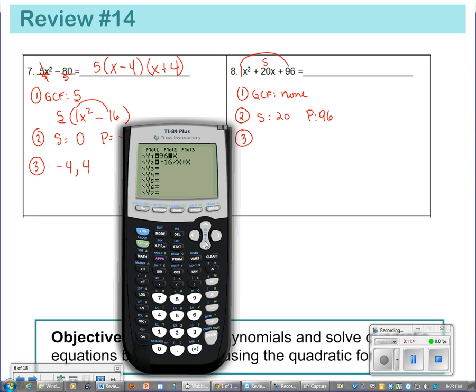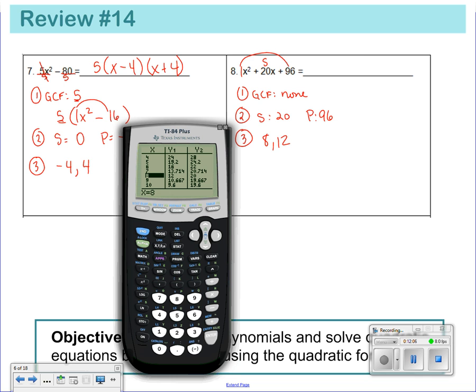So we put in 96 divided by x. Hit delete to get rid of that negative, and then 96 divided by x plus x. Hit second graph to go to the table. My sum, I'm looking for 20 in the y2 column. And I can find 20 in the y2 column, so my other two columns tell me what the factors are. They are 8 and 12. So we will rewrite this in factored form. Our variable was x, our factors was a positive 8, so it's plus 8, and a positive 12, that is plus 12.